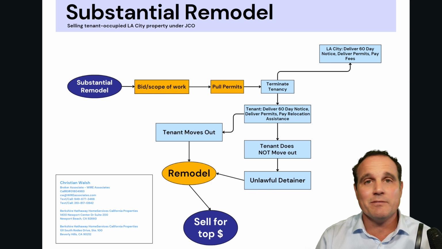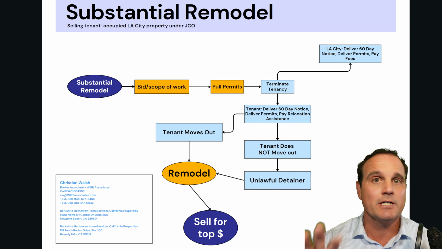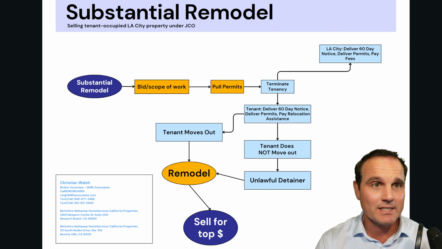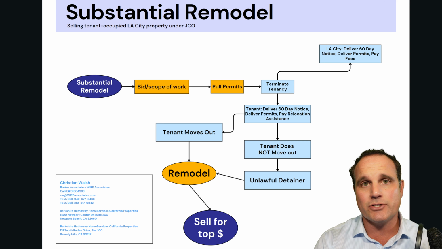So I put this together. It's very basic, not fancy, but it's a flow chart for a substantial remodel. Specifically, this is for a tenant-occupied property in LA City under their just cause ordinance.